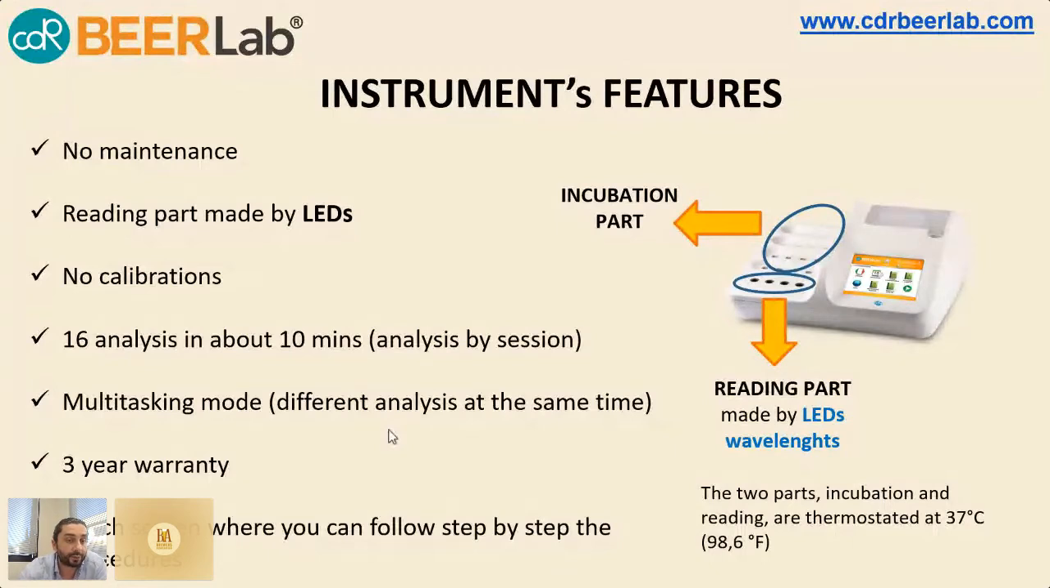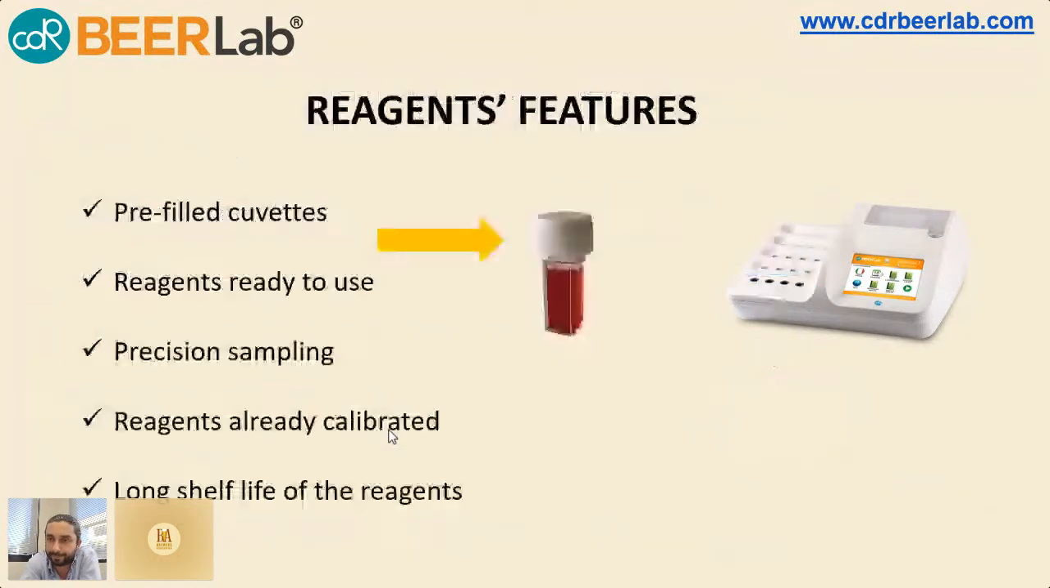We give a 3 years warranty, so it means that the analyzer, the system, is very strong, and you have also all the methods on the touch screen of the analyzer, so you can follow step by step what you have to do. We are going to see after these methods and how they are displayed on the screen. Next.